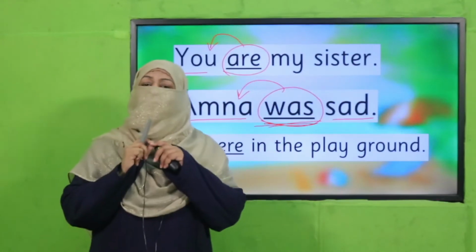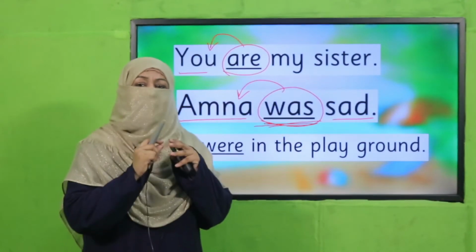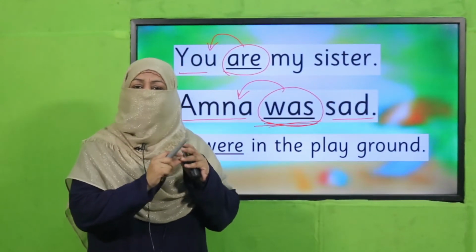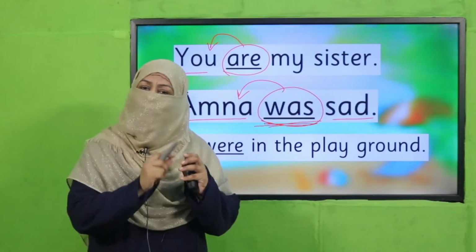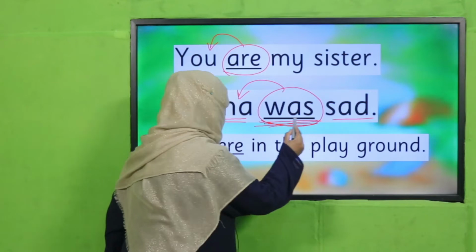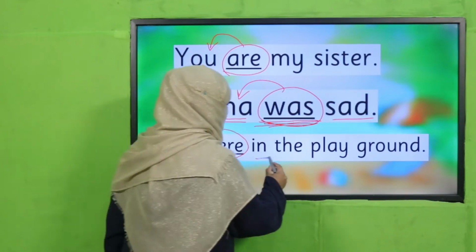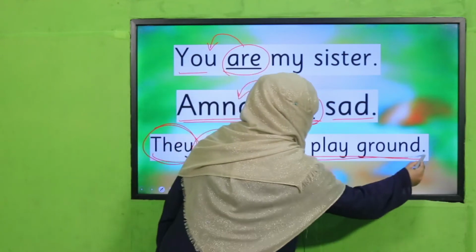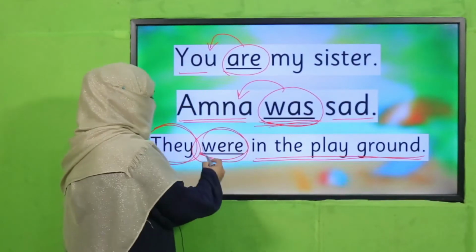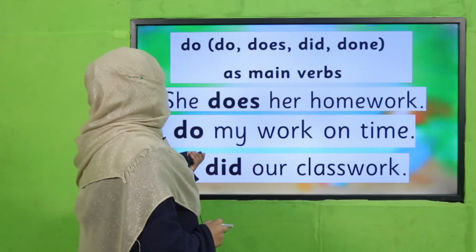It means when you want to tell the present state of be, you will use is, am, are. And if you are using past state, you will use was for singular and were for plural. Amina, because she is one, that's why we have used was. But they, because it's plural, we'll use were. They were in the playground. When they were in the playground, that time has passed. That's why we have used the past form. Are you clear? Good job.